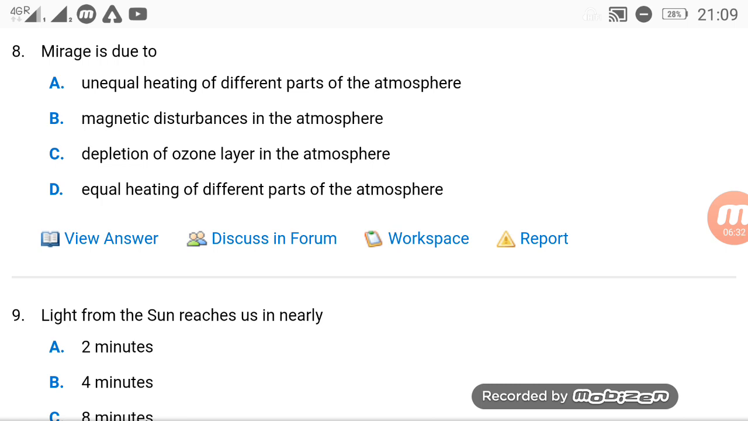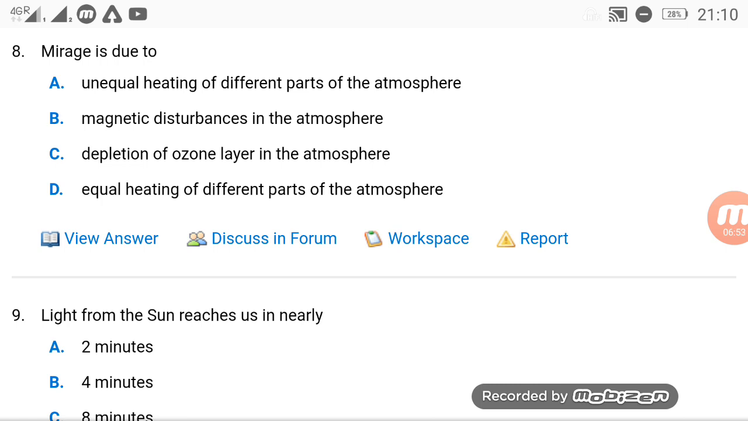Option B is magnetic disturbances in the atmosphere, which doesn't make any sense. Option C is depletion of the ozone layer in the atmosphere, which also doesn't make any sense. Option D is equal heating of different parts of the atmosphere. So the right answer here is option A, unequal heating of different parts of the atmosphere.